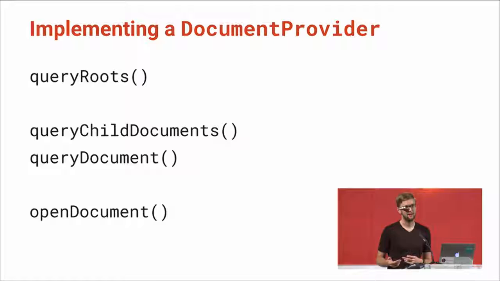Now, query child documents and query documents are kind of what you expect. Information about all the things within a folder, and information about a particular document. And then open documents, really kind of the main key is the give me the bytes, give me the information about this file, right? And it may just be loading the file itself, or it may be doing something totally different, like streaming it across the internet and opening up a socket that persists forever.